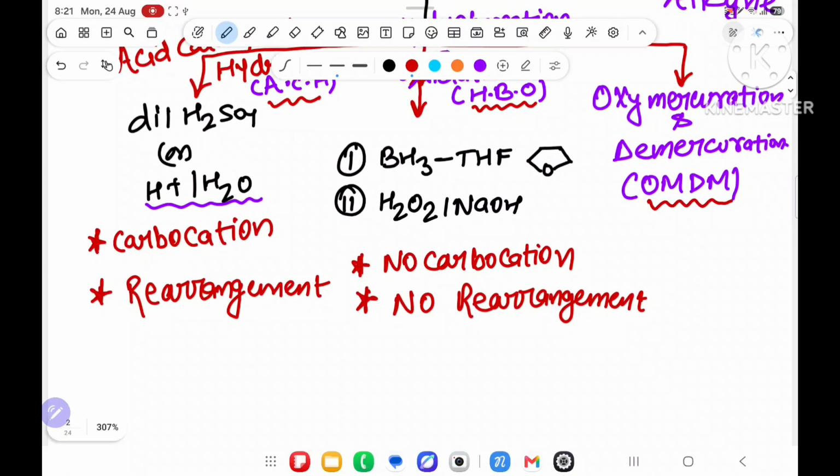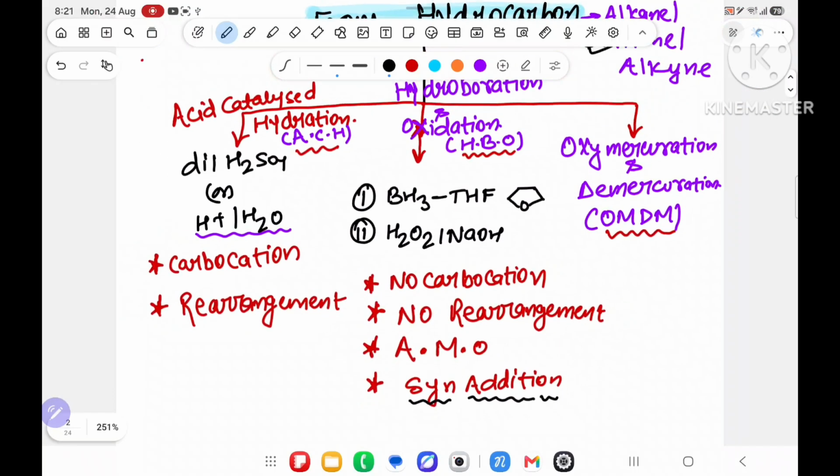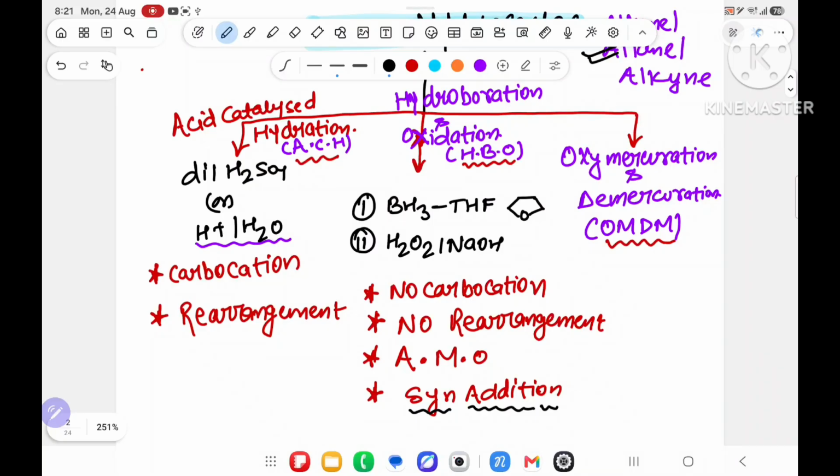Understood? Don't get confused. Third important point, it will do anti-Markovnikov's rule. Third important point, it will do syn addition. Hydrogenation, hydrocarbon, syn addition, anti-addition. Syn will be taken as a positive, anti will be taken as a negative, and cis will be taken as a positive, anti will be taken as a negative. That I will dictate, don't worry about it.